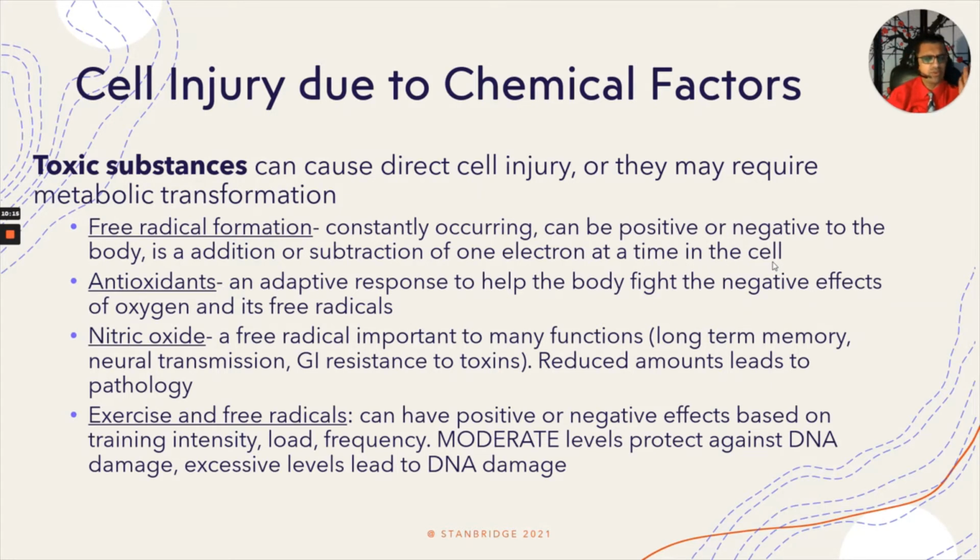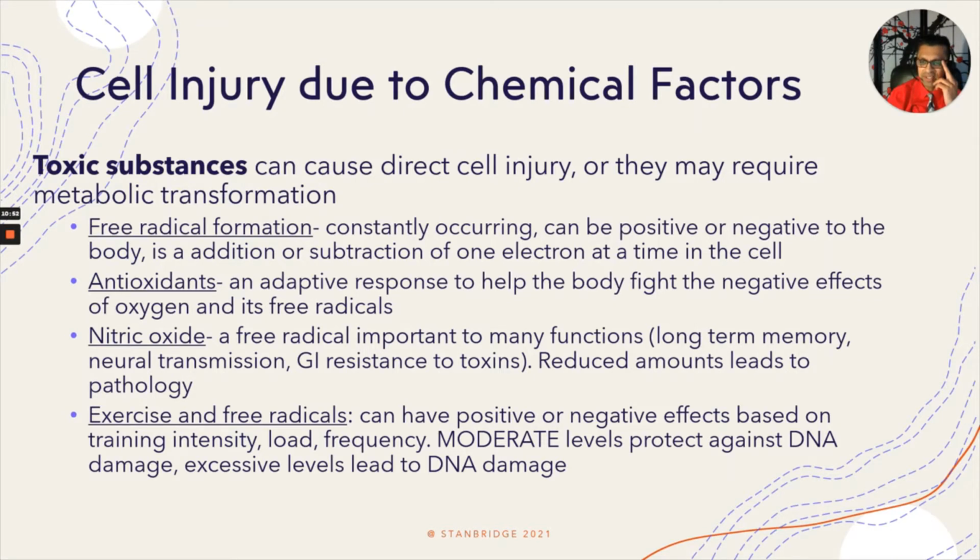And the book goes into what free radicals are, but we've talked about these free radicals, antioxidants, right? Eating your fruits and vegetables, especially the berries, the blueberries, the raspberries, those are loaded with antioxidants, and they will help get rid of the free radicals. Nitric oxide is a free radical important to many functions: long-term memory, neural transmission, GI resistance to toxins. Reduced amounts leads to pathology, and one of the biggest things that nitric oxide does is, unfortunately, it causes impotence in men. So Viagra and Cialis is actually based on this nitric oxide.